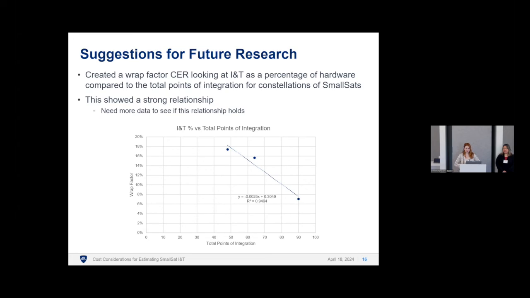Next, we started the process of looking at a CER for a RAP factor. So using total points of integration to come up with a RAP factor, looking at INT as a percentage of hardware for constellations of small sats. Within our 5 mission data set, 3 of them were constellations. And so you can see here an R squared of 95%, which is very strong, but since this is only 3 data points, we want to continue to look at this once we get more data.